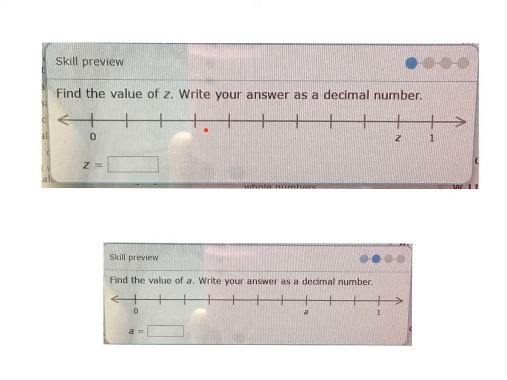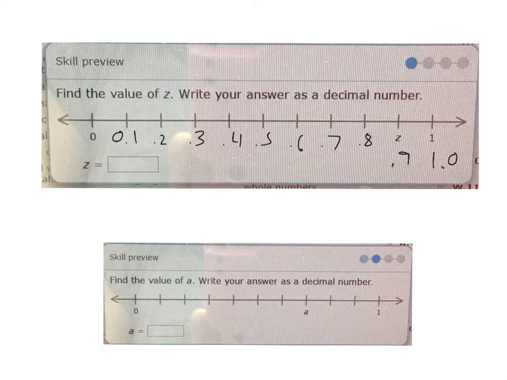1, 2, 3, 4, 5, 6, 7, 8, 9, 10. So they've split the number line into tenths. So I'm going to go ahead and write those in. So here I have 0 and 1 tenth. I'm just going to go ahead and write 2 tenths, 3 tenths, 4 tenths, 5 tenths, 6 tenths, 7 tenths, 8 tenths, 9 tenths, and then obviously 10 tenths is 1 whole, or 1 and 0 tenths.